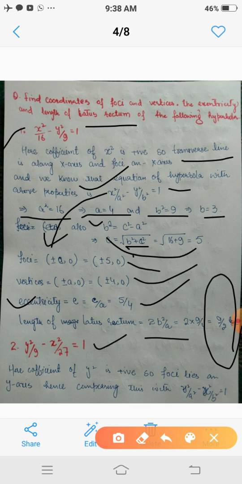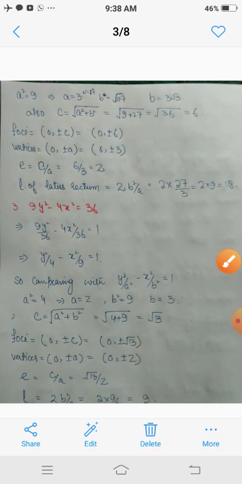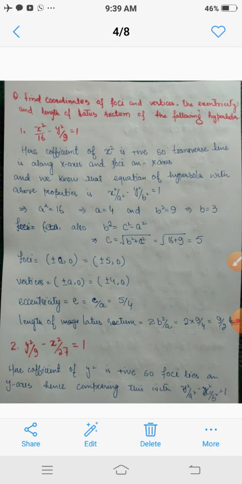Now the second one is y square upon 9 minus x square upon 27 equals 1. Here the coefficient of y square is positive, which implies that the transverse axis, or simply the foci of this hyperbola, lie on the y-axis. So comparing this with y square upon a square minus x square upon b square equals 1, a equals 3 and b equals root 27, that is 3 root 3.